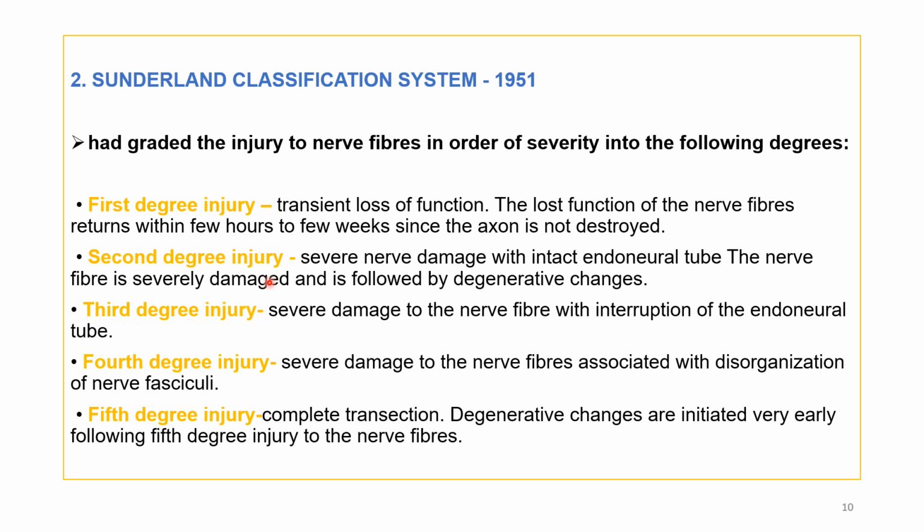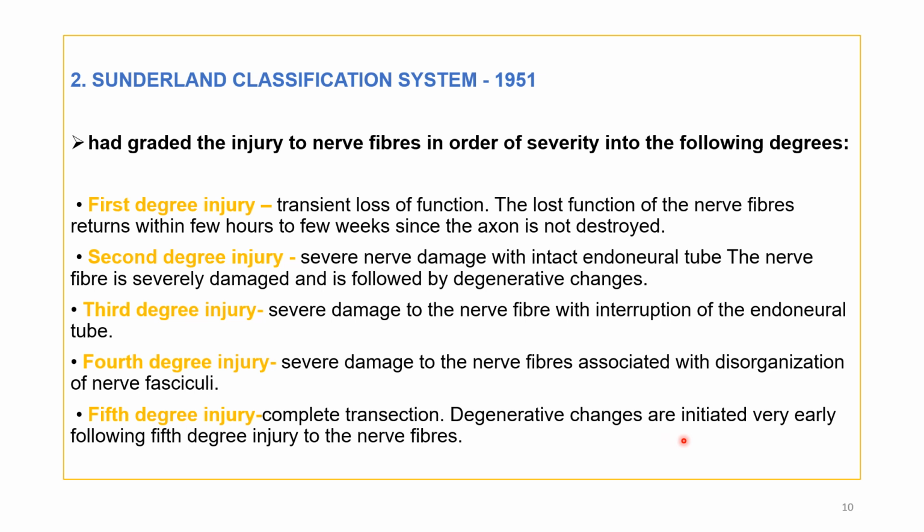Now coming to the second degree nerve injury, there is severe nerve damage, but there is an intact endoneural tube. The nerve fiber is severely damaged and is followed by degenerative changes. So the axon is damaged, but there is intact endoneurium. In the third degree injury, the axon is damaged and the endoneurium is also damaged. In the fourth degree, the axon, endoneurium, and the epineurium are all damaged, and there is disorganization of the nerve fasciculi. Coming to the last one, it is complete transection.